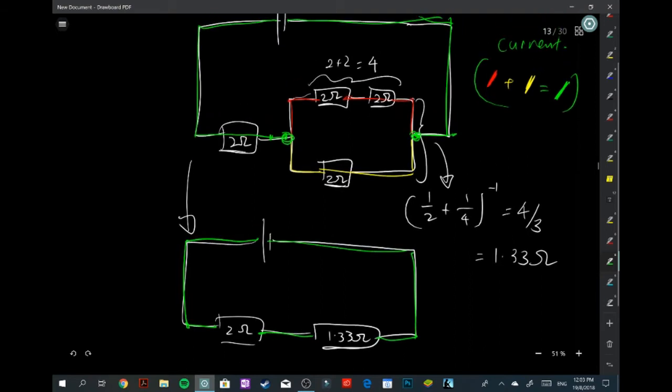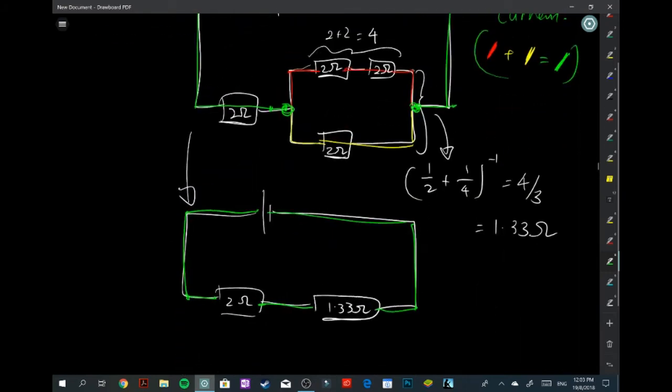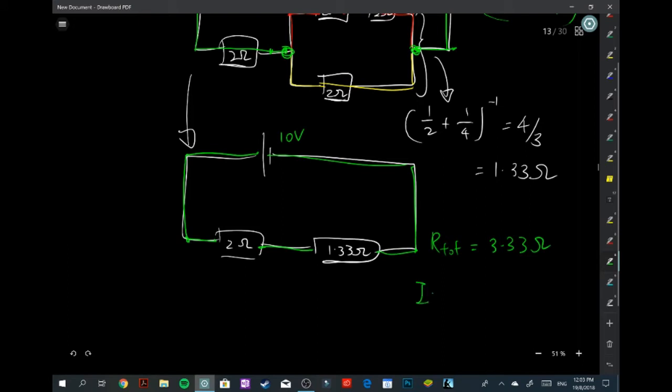Once you are able to identify the total resistance, the real R total in this case is 3.33 ohm. Okay, so V equals IR. We are finding the green current here. I equals V over R, which is 10 divided by 3.3, which will give us 3 ampere. So this is 3 ampere, this is 3 ampere.